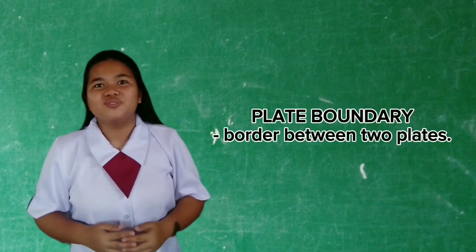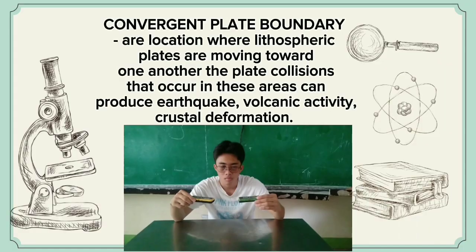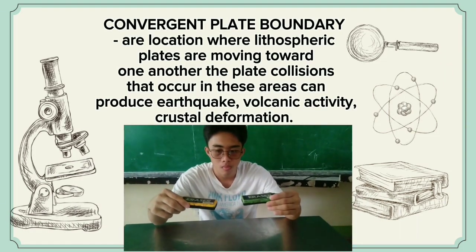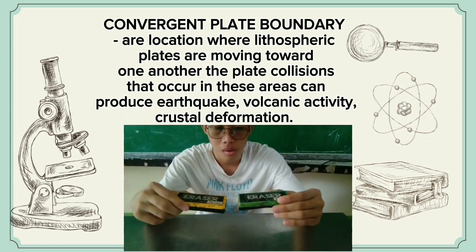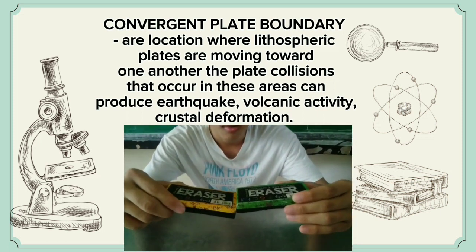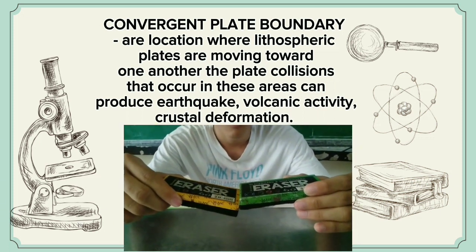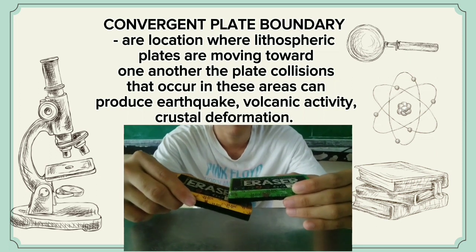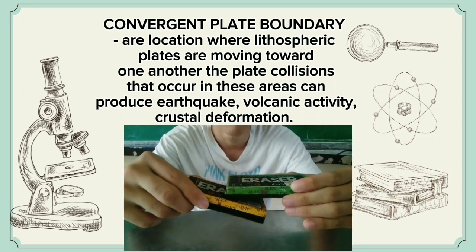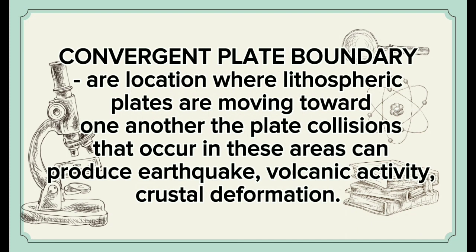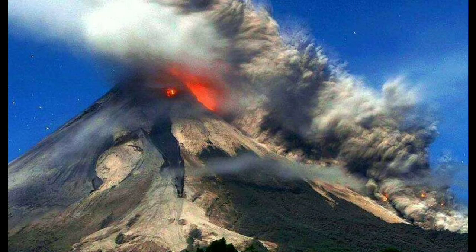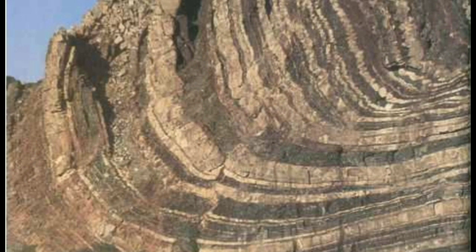the border between two plates. The first type of plate boundary is convergent plate boundary. Convergent plate boundaries are locations where lithospheric plates are moving towards one another. The plate collisions that occur in these areas can produce earthquakes, volcanic activity, and crustal deformation.